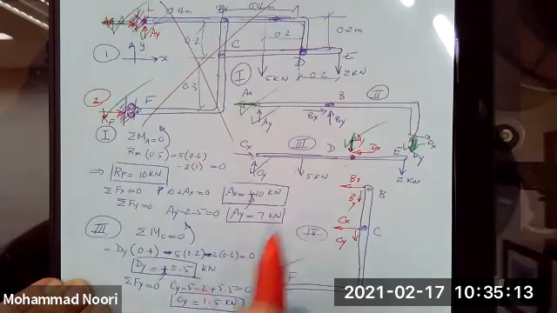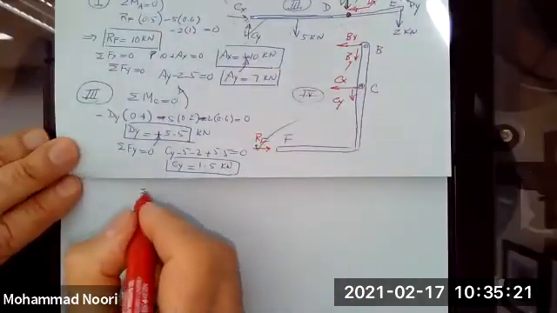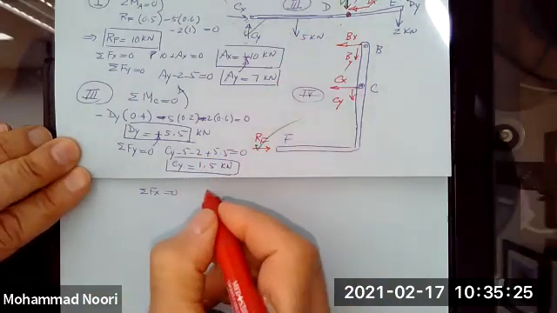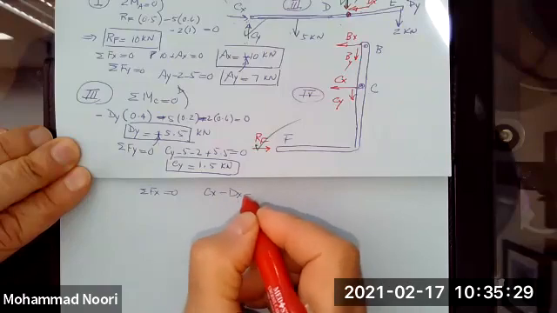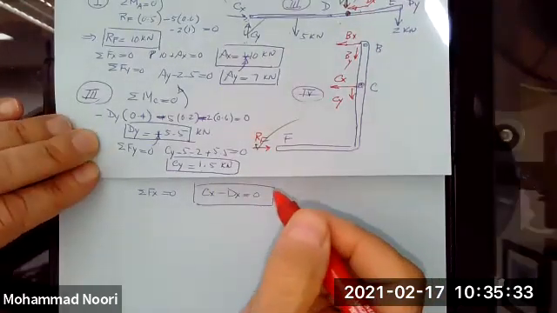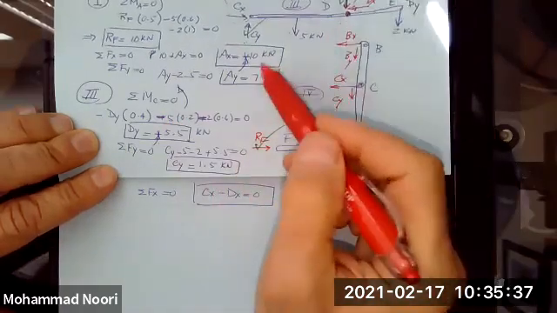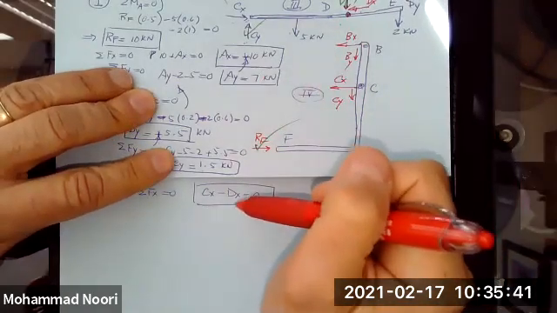I have one more equation to use, and that is summation of forces along x is equal to 0. That gives me Cx minus dx is equal to 0. And that's it. I have exhausted all my equations of equilibrium on this free body diagram, but I could not solve for dx and Cx.